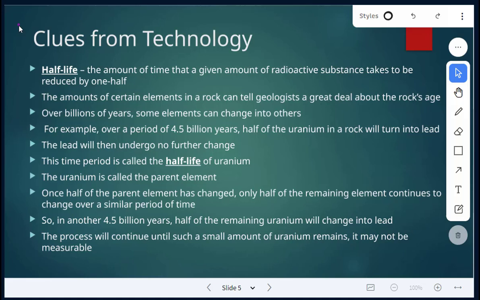The lead will then undergo no further change. So that time period is called the half-life of uranium. The uranium would be called the parent element. Once half of the parent element has changed, only half of the remaining element continues to change over a similar period of time. So in another 4.5 billion years, half of the remaining uranium will change into lead. And then this process will continue until such a small amount of uranium remains, it may not even be measurable.